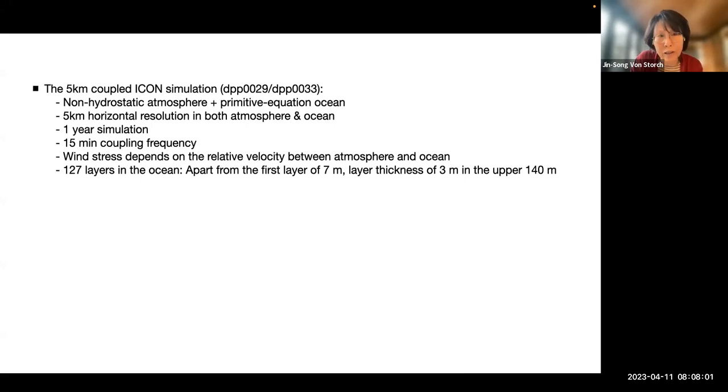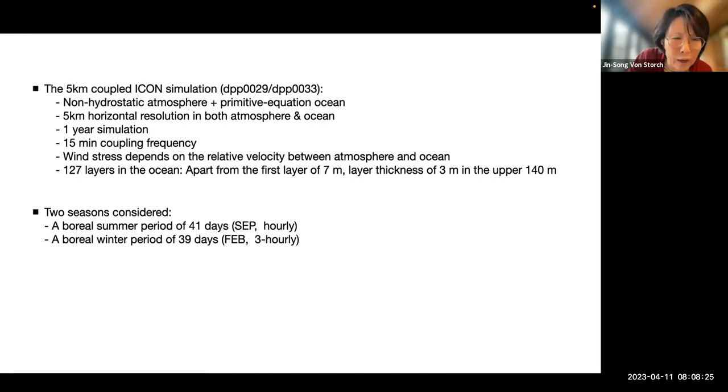And in the ocean, we have very high vertical resolution, not only horizontal. Apart from the first layer, we have a layer thickness of about 3 meters in the upper 140 meters. So we hope to have a good representation of the mixed layer and also wave processes in the upper ocean.